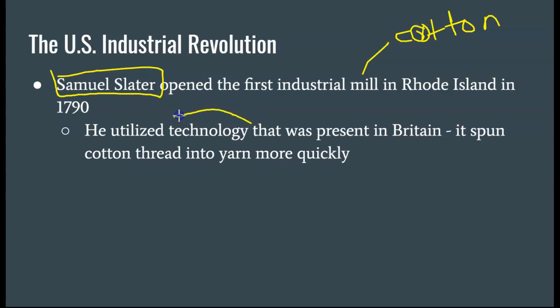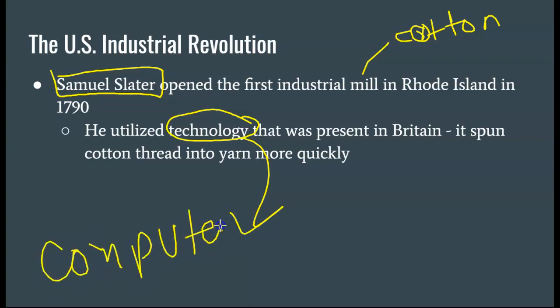Now, hear me say, when we're talking about technology, we're not talking about computers, okay? It's not that time yet, okay? But we are talking about machines.